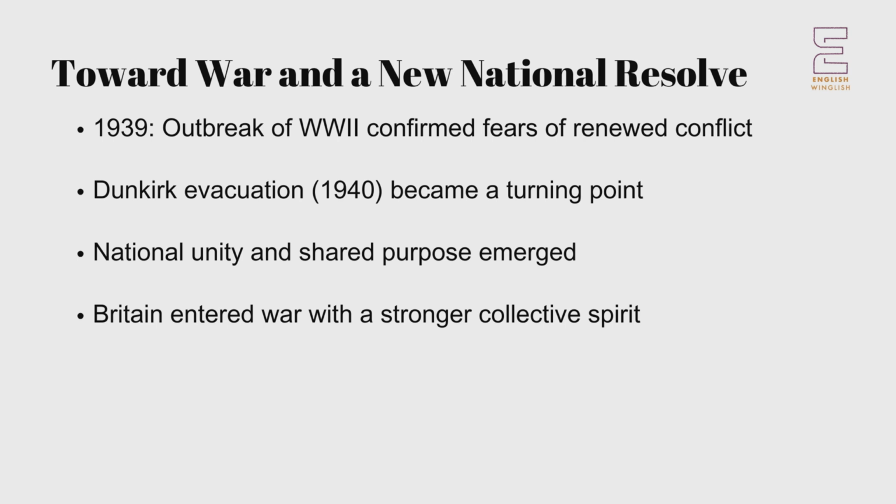As the 1930s drew to a close, the inevitability of another war became clear. The outbreak of hostilities in 1939, especially following the Dunkirk evacuation in 1940, served as a catalyst for national unity. This crisis helped the British people rediscover a shared sense of determination and collective purpose, setting the stage for the country's resilience in the face of World War II.